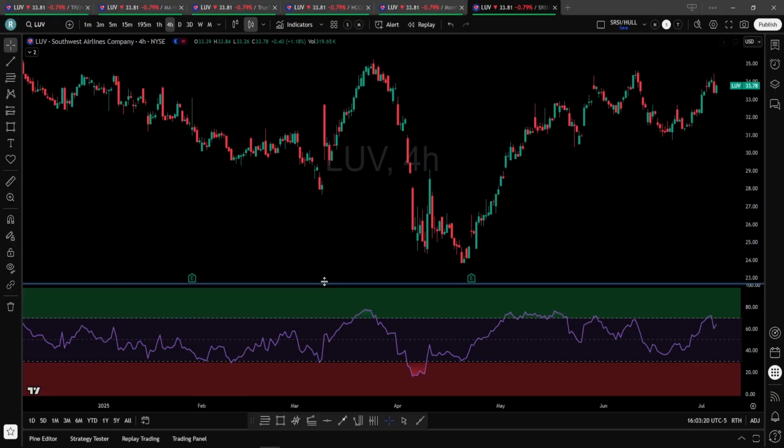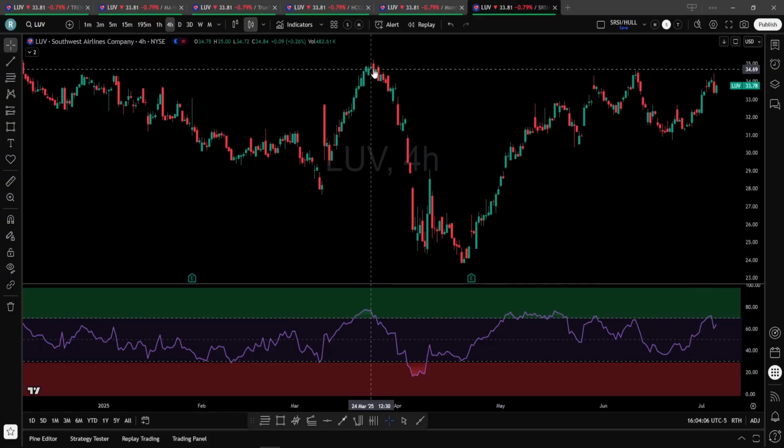Okay, it should be noted that the scale of an RSI indicator is usually from 0 to 100. So from 70 to 100, we would call the overbought zone. From 30 down to 0 would be the oversold zone. Now, as you can see in this example, we're using LUV, the Southwest Airlines stock. As the RSI moves above the 70, starts trading above the 70, it is now in the overbought zone. And you can see how this corresponds with this high right here.